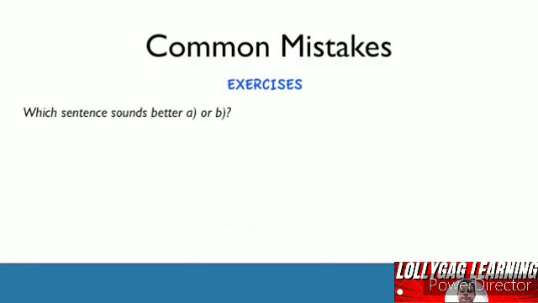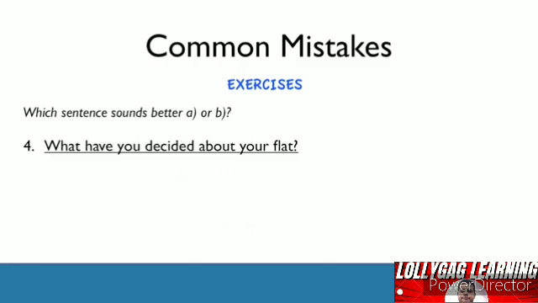And our last example. Someone asks you, what have you decided about your flat? And you have a decision. Will you say, we'll sell it? Or will you say, we're going to sell it? Correct. We're going to sell it, because you've already decided before you were asked that question.